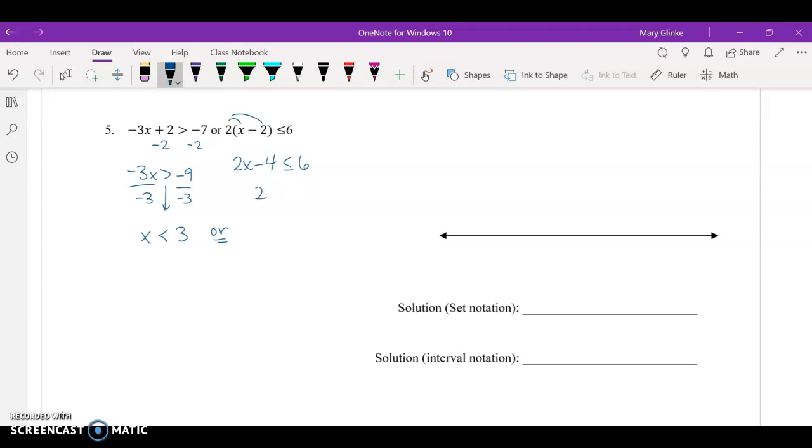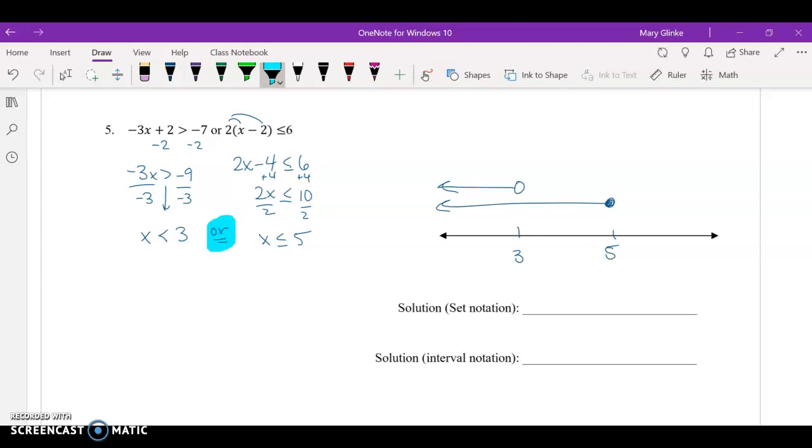So for the next one, we distribute, and then we move everything to the other side. We get 2x is less than or equal to 10. So x is less than or equal to 5. So we're going to have 3 with an open circle and everything less than that shaded. And then 5 with a filled in circle and everything less than that shaded.